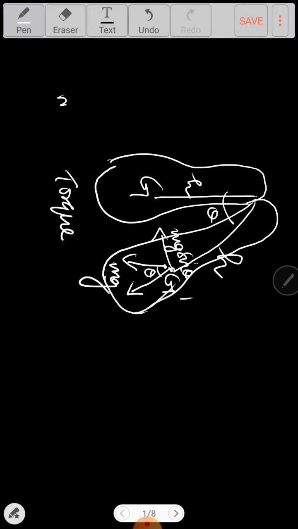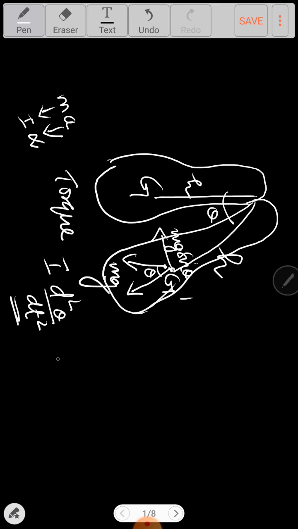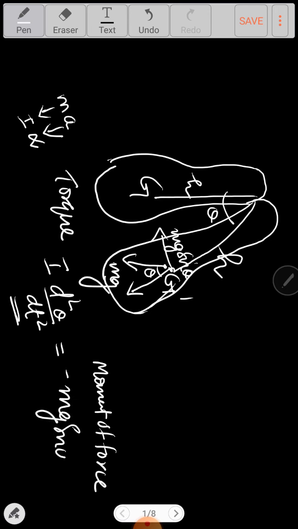instead of mass into acceleration, the rotational equivalent of mass is I, and the rotational equivalent of acceleration is the angular acceleration, that is I into d square theta by dt square. That is equal to the moment of force, or the couple. Here it is the couple, and since this is a restoring force, therefore minus mg sine theta.